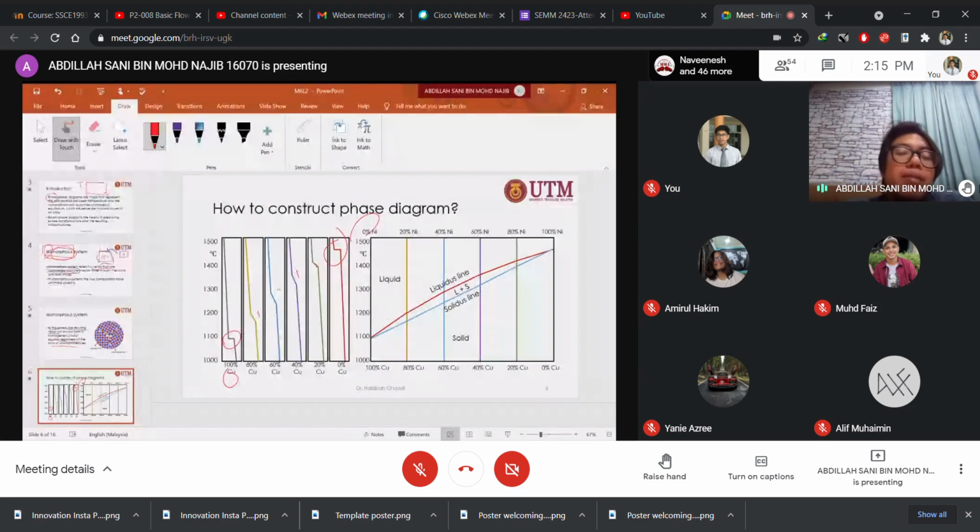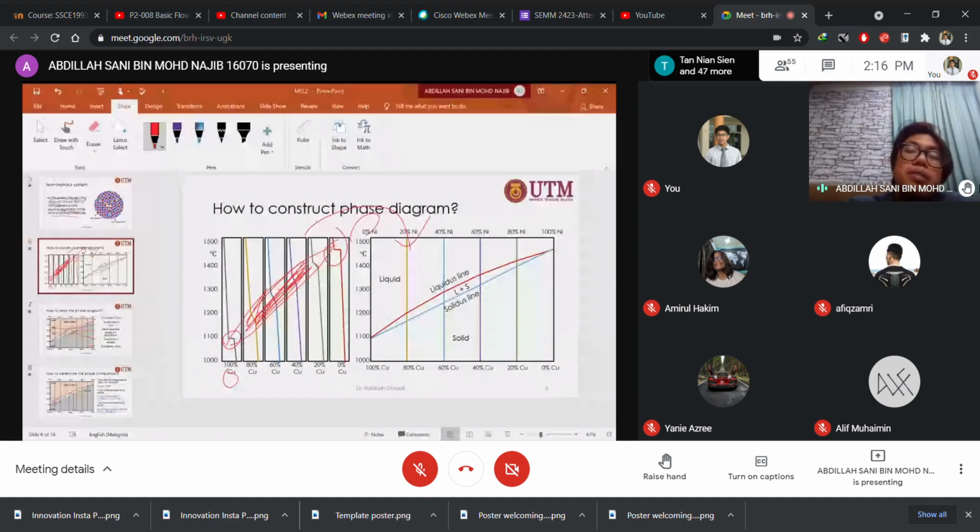So we use that to construct a phase diagram. What the result will be is like on the left. This area is the liquid plus solid. And this is how the isomorphous binary phase diagram looks like.